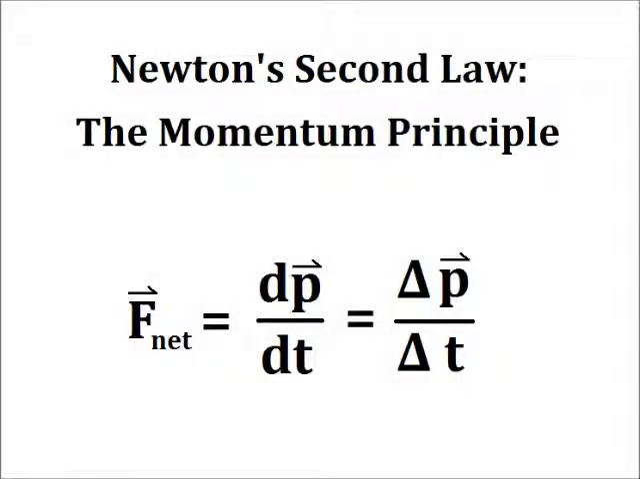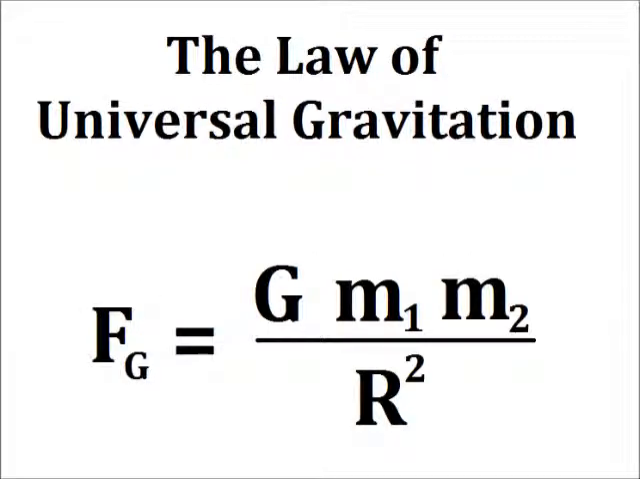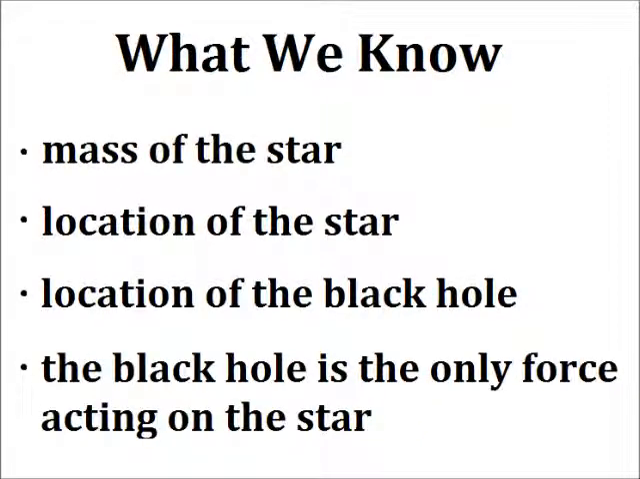In this video, first I will use the fundamental principle, Newton's second law, to calculate the net force on the star. Second, I will use the law of universal gravitation to estimate the mass of the black hole. Here is the information we are given to start with. The mass of the star is known, and we have a list of data of its location as it moves. We also know the location of the black hole. Also, we know that the force of the black hole is the only force acting on the star. Therefore, the force of its gravity is equal to the net force.